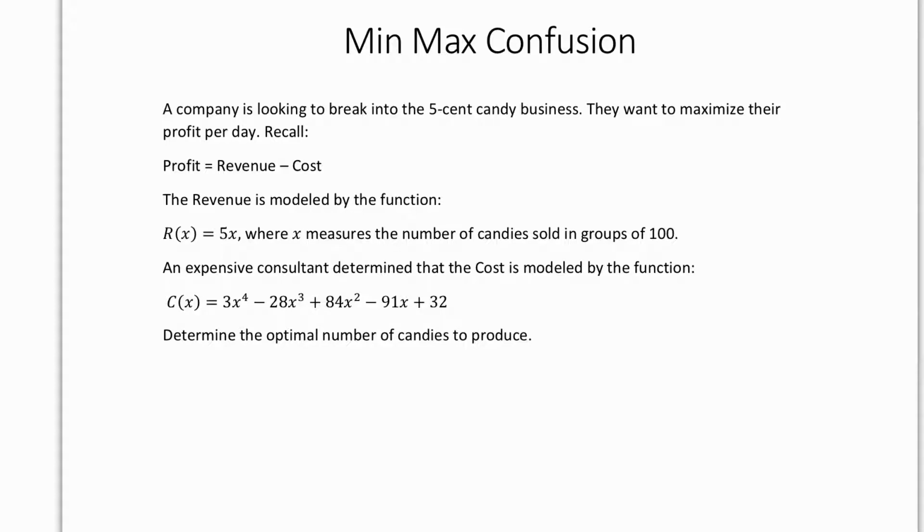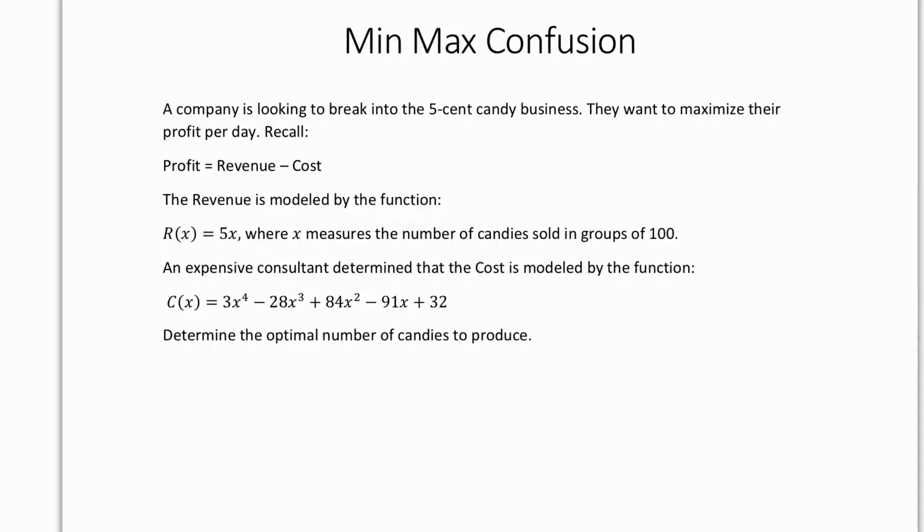Now, the revenue function is modeled by the following. Revenue equals 5x, where x measures the number of candies sold in groups of 100. That's pretty obvious because if you sell 100 candies, you make 100 times 5, or $5. So we have 5x. Now, an expensive consultant determined that the cost is modeled by the function 3x to the 4 minus 28x cubed plus 84x squared minus 91x plus 32.